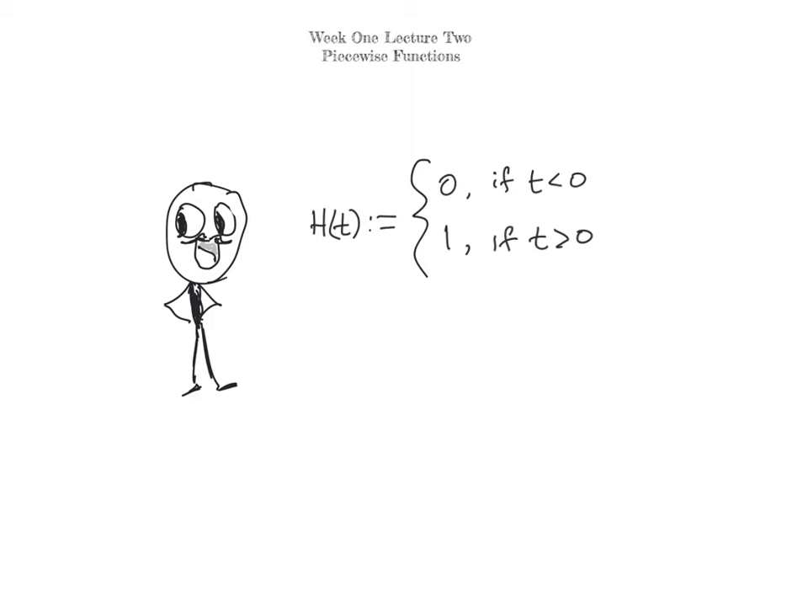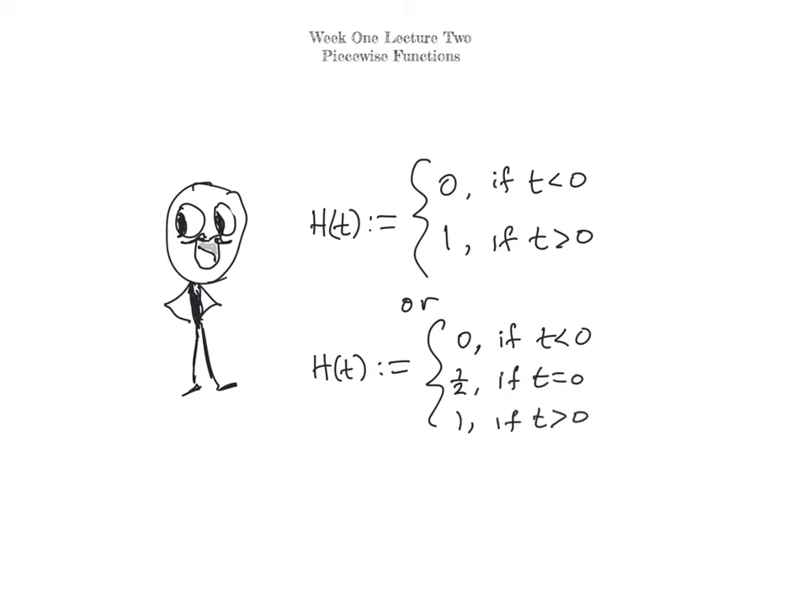Now, depending on the context, there are some different definitions of the Heaviside function. For instance, you might see the Heaviside function defined as 0 if t is less than 0, 1/2 if t equals 0, and then 1 if t is greater than 0. It all depends on the context. We'll play around with the Heaviside function and see its usages after we discuss a little bit more about functions in general, so keep that in the back of your mind.